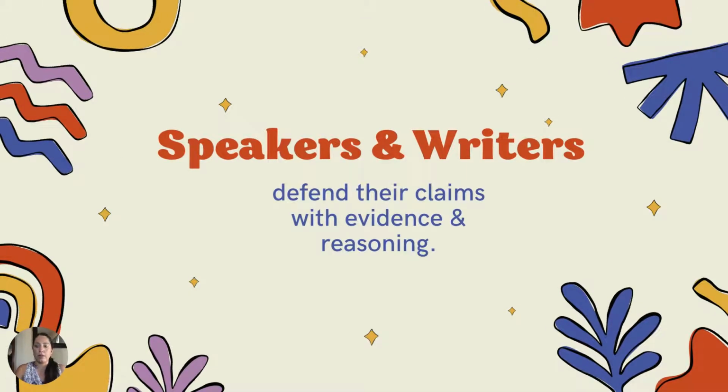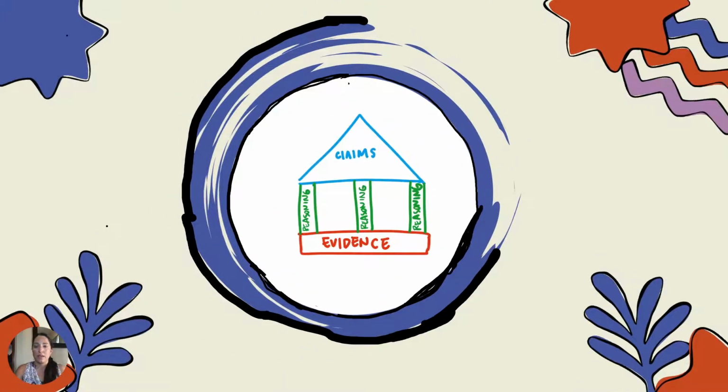Now that we have talked about claims, we need to discuss how speakers and writers defend their claims with evidence and reasoning. And to do this, I made this amazing drawing. That was a joke. To illustrate how evidence is the foundation for an argument. Without evidence or a strong foundation, the argument is going to crumble. And now the reasoning is what links the evidence to the claims. We can think of these as the pillars or the enforcement beams.